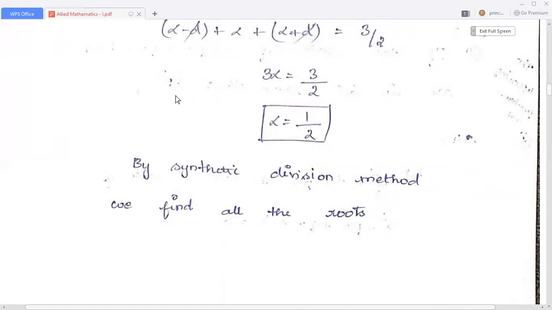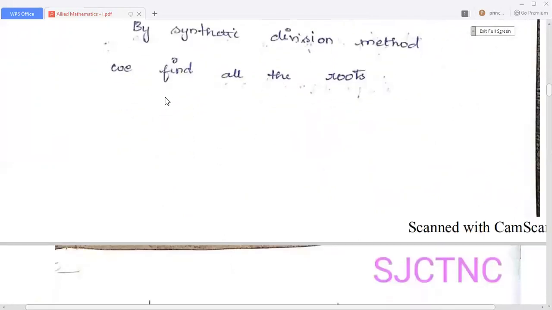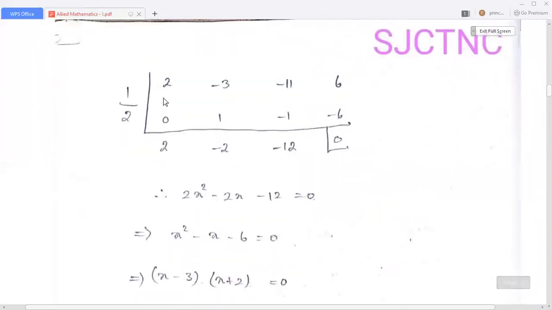Now we are going to get another 2 roots. For that we use the synthetic division method. In the synthetic division method, we use the coefficients 2, -3, -11, 6. Now we divide this by 1 by 2. Here the remainder is 0. So these are the coefficients that can be used for forming the quadratic equation.